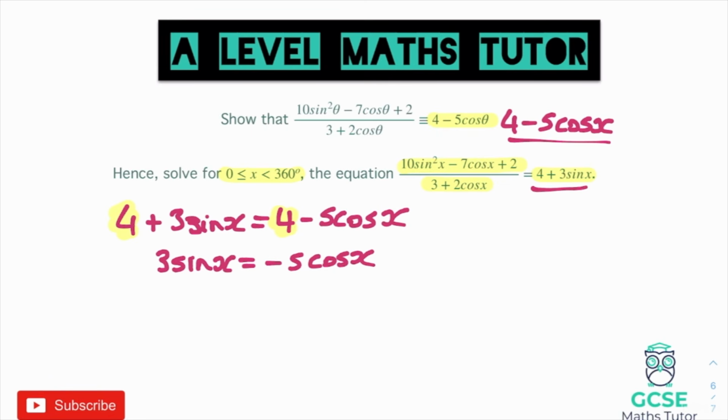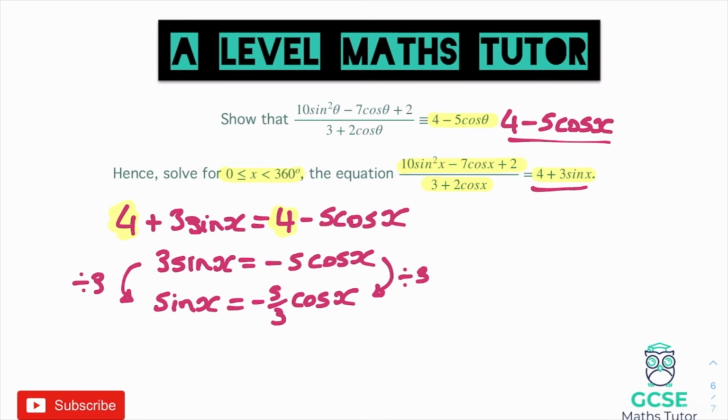What we could now do to get it so it's just sine x or just cos x, and I'm just going to divide both sides by 3. That's going to remove the 3 from the start, and then we'll think about where we could go next. So if we divide both sides by 3, that leaves us with sine x equals, and I'll just divide the negative 5 by the 3, so negative 5 thirds cos x.